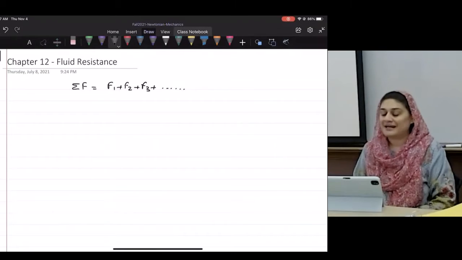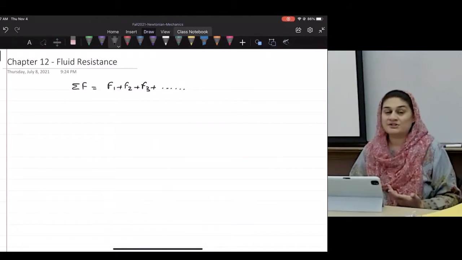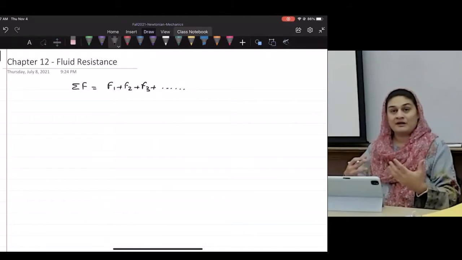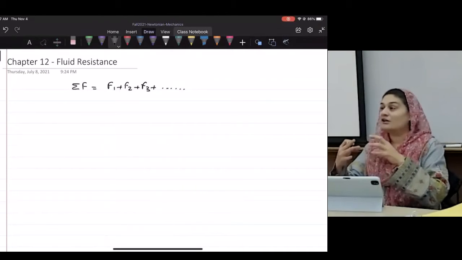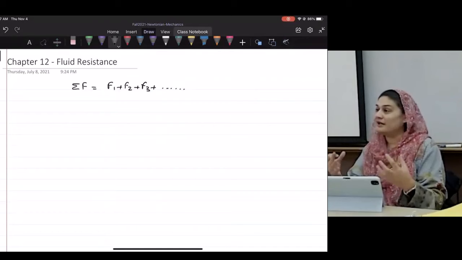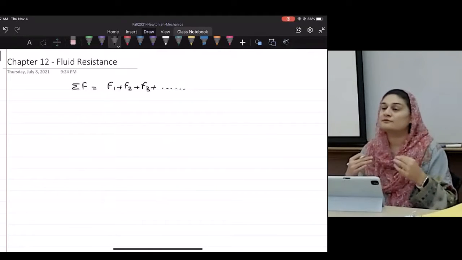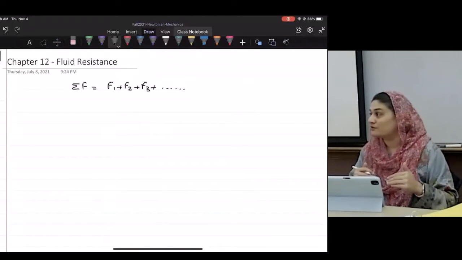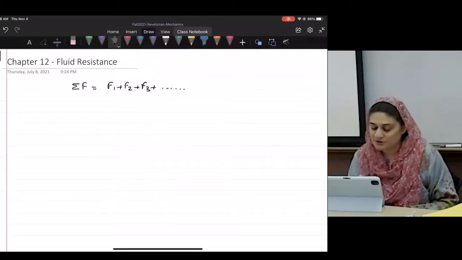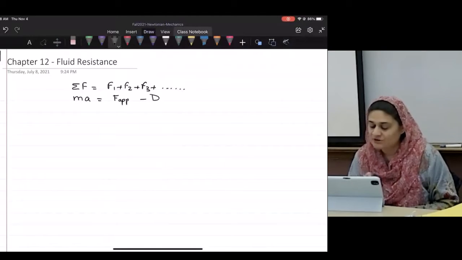What are the forces acting on an object? There could be a force that you apply, and then there is a force that's caused by the presence of a fluid. A fluid could be air, a fluid could be water, and it is always a resistive force. Just like friction, it resists the motion of whatever is going through it. So in general, this is what you will see. An applied force minus a drag.